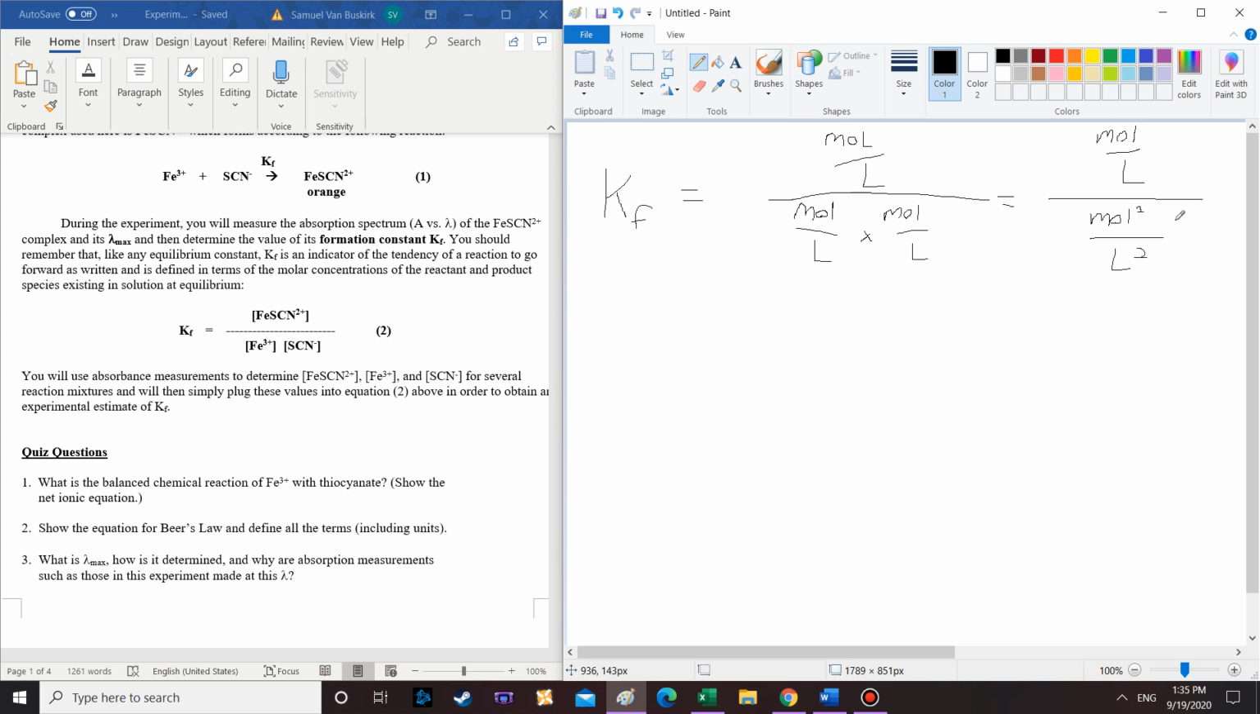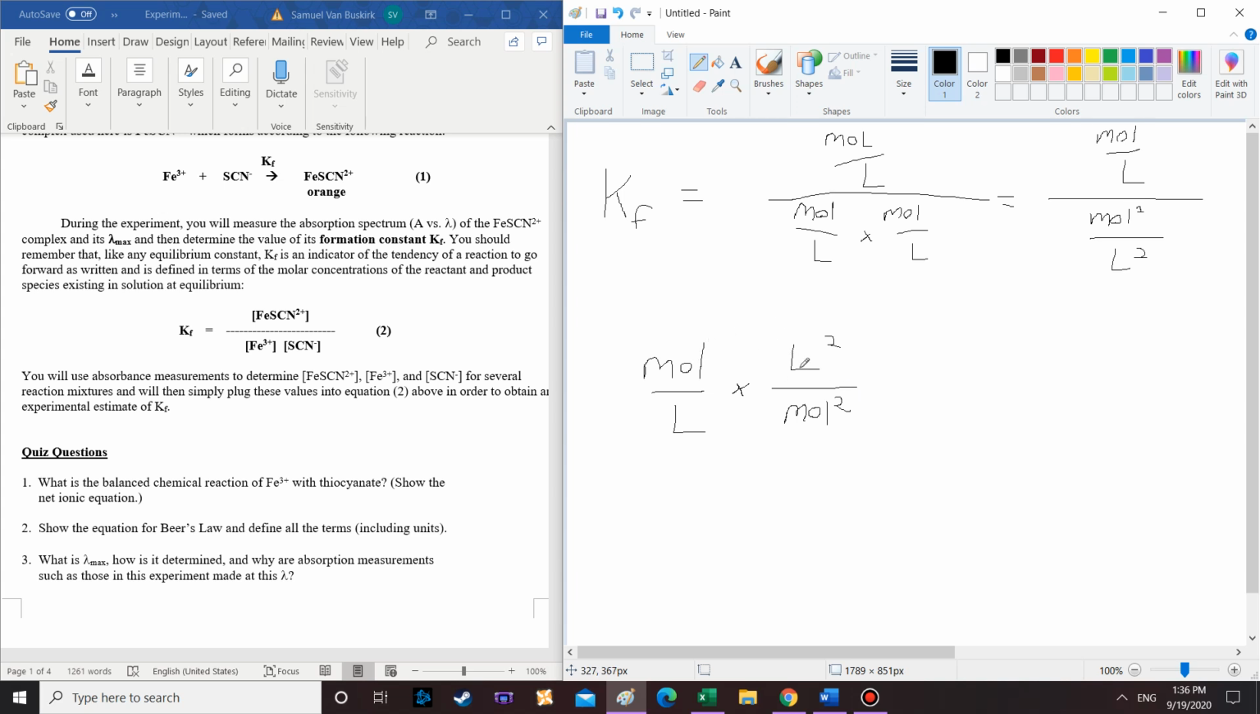So now we're just left with a fraction in the numerator being divided by another fraction in the denominator. If you recall from old school math, when you're dividing a fraction by another fraction, you multiply the numerator by the reciprocal of the denominator. So I'm going to take this down. Here's our numerator, just moles per liter, and we're going to multiply it by the reciprocal of the denominator, L squared over moles squared.